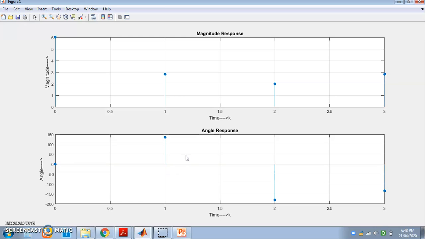One can have its figure like this, that is, the first figure is magnitude and the second figure is the phase, plotted with respect to k value. When k is 0, I have magnitude 6 and phase 0 degrees. Then at k equal to 1, magnitude is 2 root 2 and the angle is plus 135. Then here it is minus 180 and minus 135. So this is about experiment number 6, that is finding the DFT and IDFT of the given sequence by using MATLAB, and also plotting its magnitude and phase.